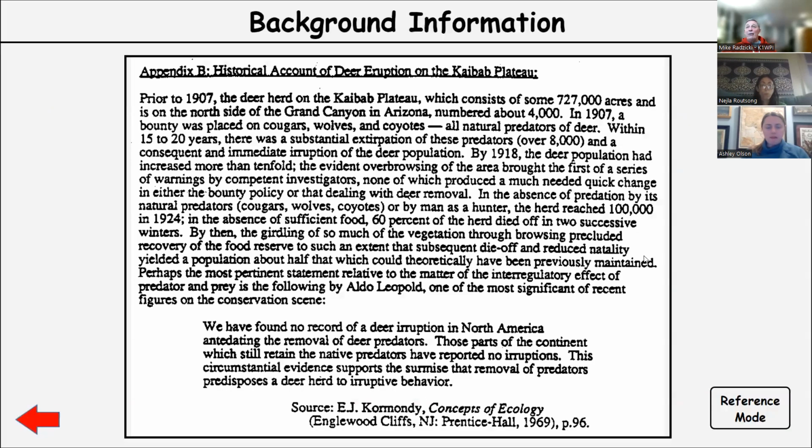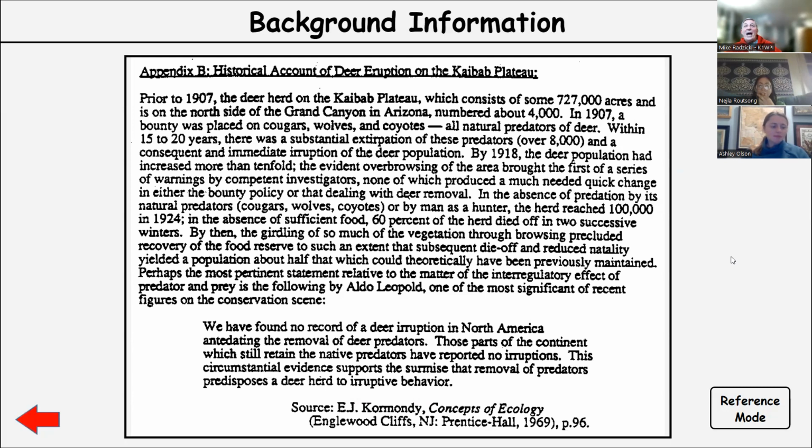Okay, so what's the background information? Well, this is from Cormundy's book. I guess I was going from memory. It is an ecology textbook. And he says, prior to 1907, the deer herd on the Kaibab Plateau, which is 727,000 acres on the north rim of the Grand Canyon, numbered about 4,000.